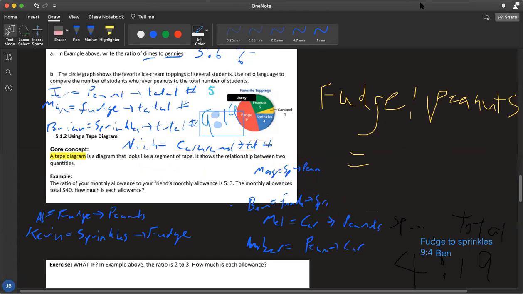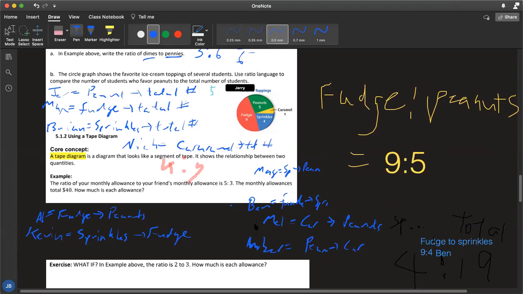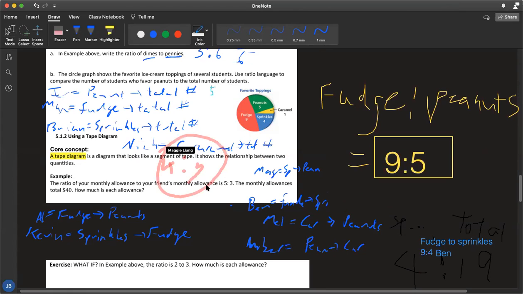Do we got everybody else on there? Did we get Alina? Where's yours at? Here, fudge to peanuts. I see, 9 to 5. Sorry, it was right in the middle of my screen. Okay, we got Maggie right here. 4 to, what is that? A 9? Awesome.